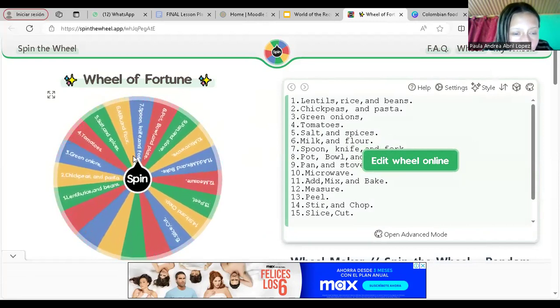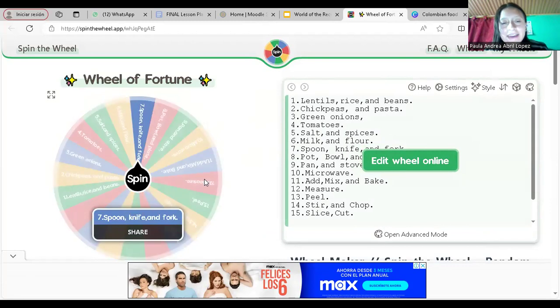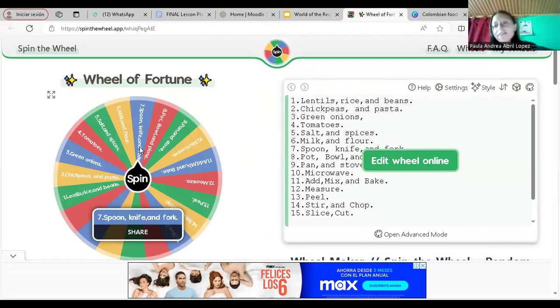For example, in my daily life, I use a spoon, knife, and fork for preparing my eggs. I use a spoon, a knife, and fork for making eggs for my breakfast every day. But it is not necessary to use the wheel, you just need to remember the vocabulary and say that, for example, in my daily life I usually use milk or beans or tomatoes in order to prepare my breakfast, my lunch, my dinner, and that's all for the short activity for the presentation stage.